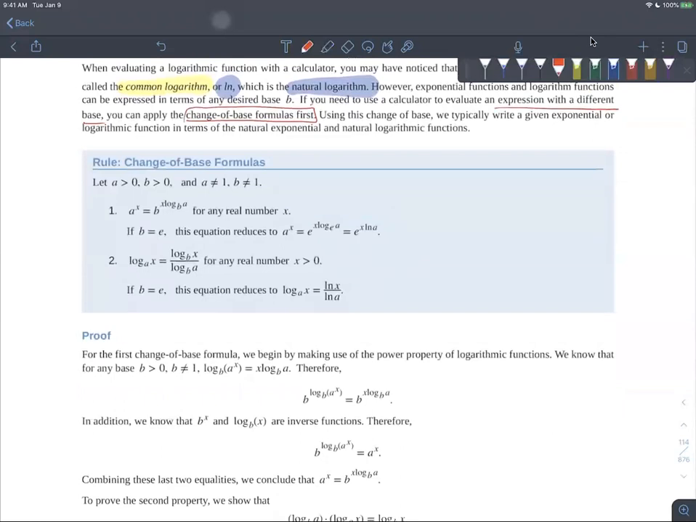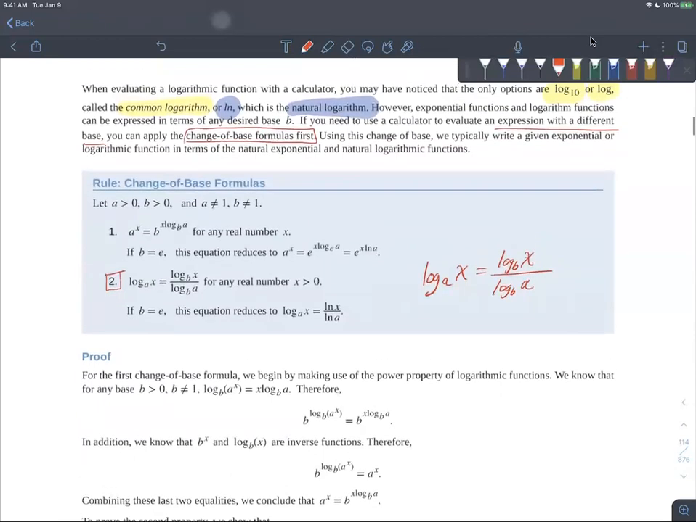Number 2 is probably the more famous of them. Basically it says that the log with any base a of some expression x can actually be written as the log with whatever base b that you choose of the original argument x, divided by the log with the same base b of the original base a. Okay, and so we'll show an application of this.